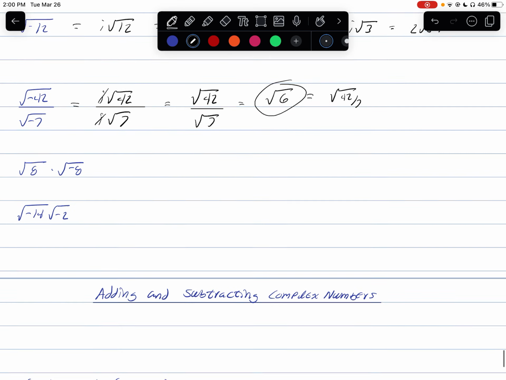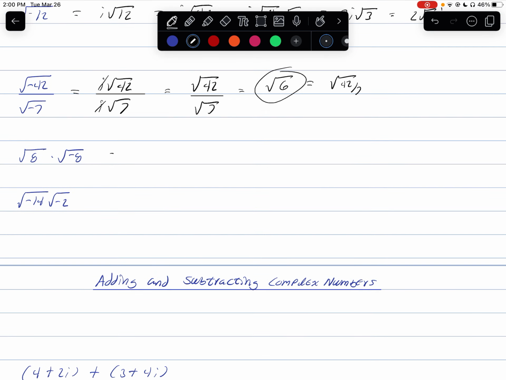What about the square root of 8 times the square root of negative 8? Well, again, we have to deal with the i first. So this will become the square root of 8 times i times the square root of 8. Okay, so this becomes i times the square root of 8 squared. But that undoes the square root, so we're going to end up with 8i.